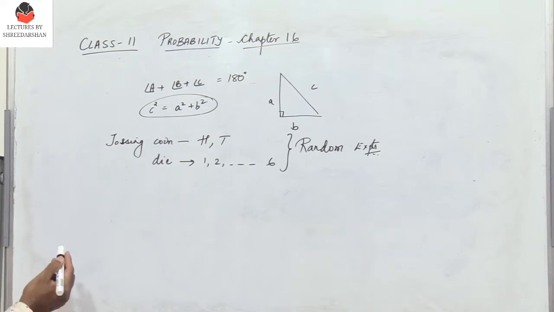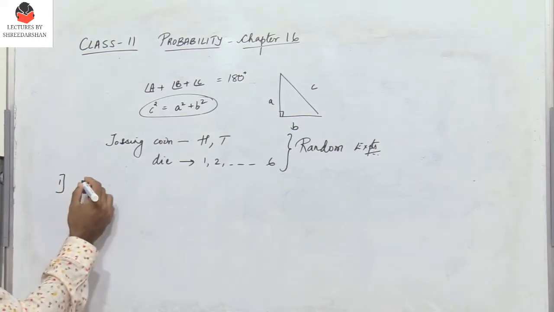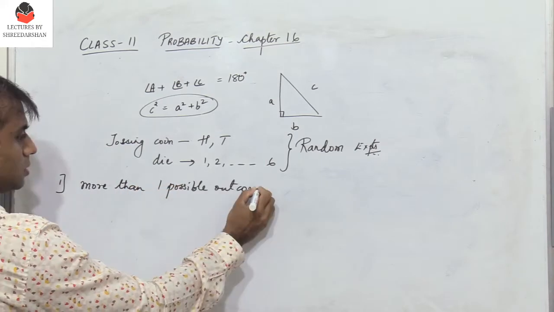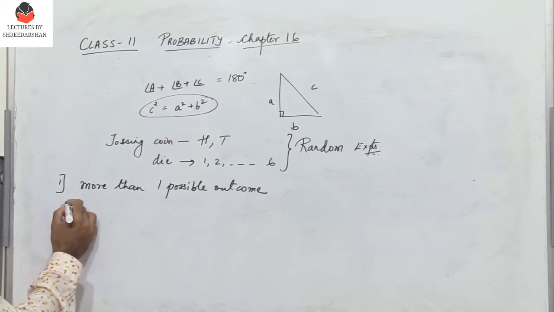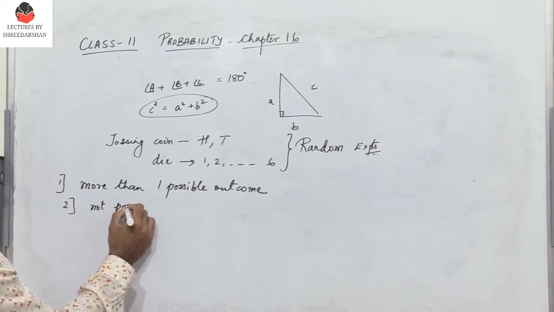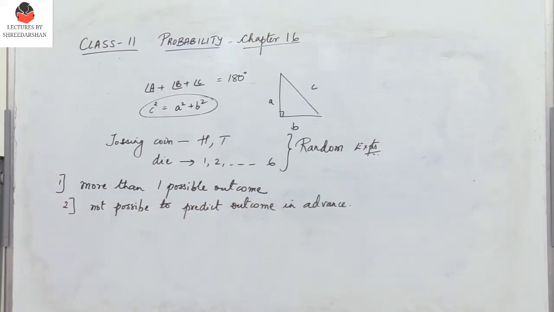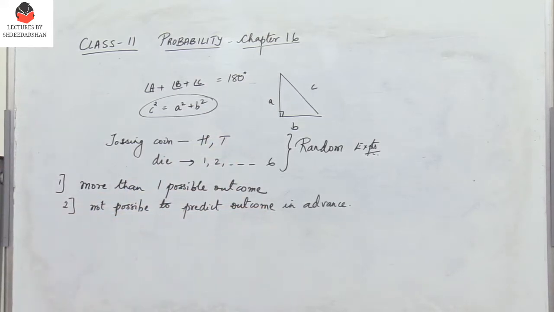Now these random experiments satisfy two conditions. The first one: they have more than one possible outcome. The second condition is that it is not possible for us to predict the outcome in advance. That means that if I toss a coin, I will not be able to predict whether I would get a tail or a head. It can be either a tail or a head. So it is not possible for us to predict the outcome of such an experiment.